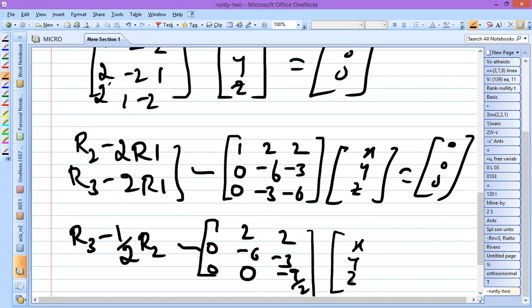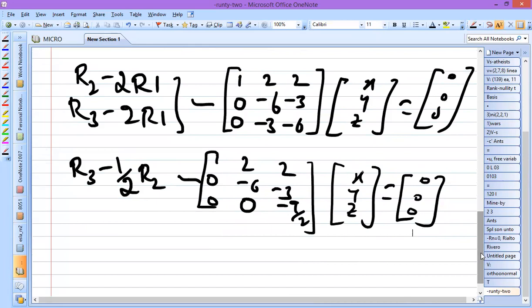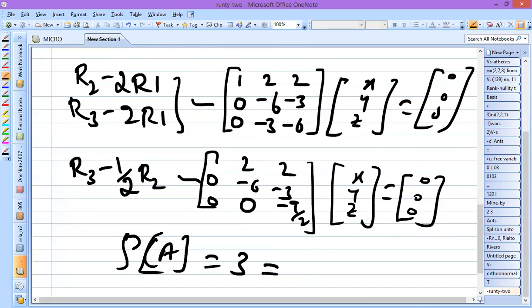Further, even if you apply any operation, it will not result in a 0 row. So no row becomes 0. So how many non-zero rows are there? 3 non-zero rows are there. Since 3 non-zero rows are there, we can write that the rank of the given matrix A is equal to 3, which is also equal to the number of unknowns. How many unknowns are there? 3 unknowns, x, y, z.